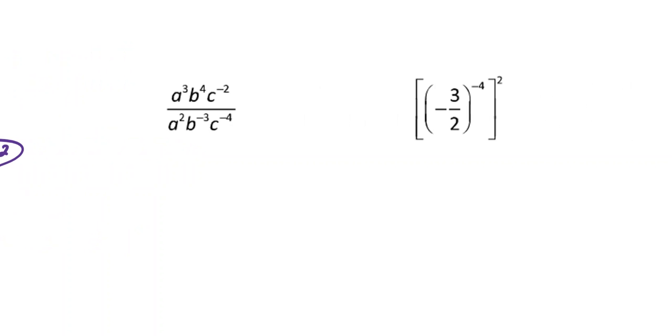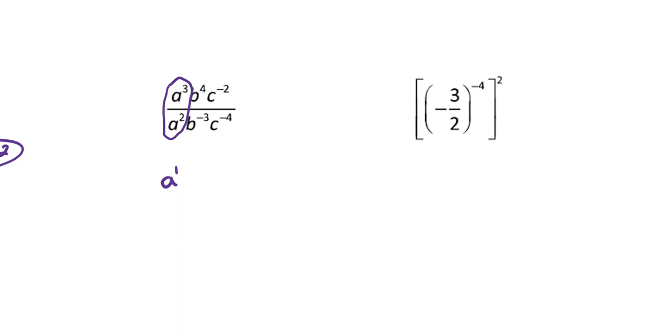Let's do this one. These ones look like they're more confusing, but really we just have to do it piece by piece. I can only take care of the a's by themselves, the b's by themselves, and the c's by themselves. So let's just do the a's first. A to the power of 3 divided by a to the power of 2 would be a to the power of 1, right? Or just a. Okay, so we've got that one down.